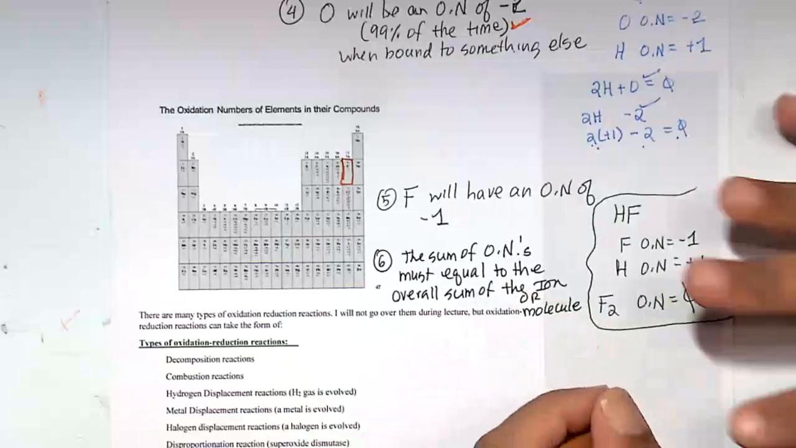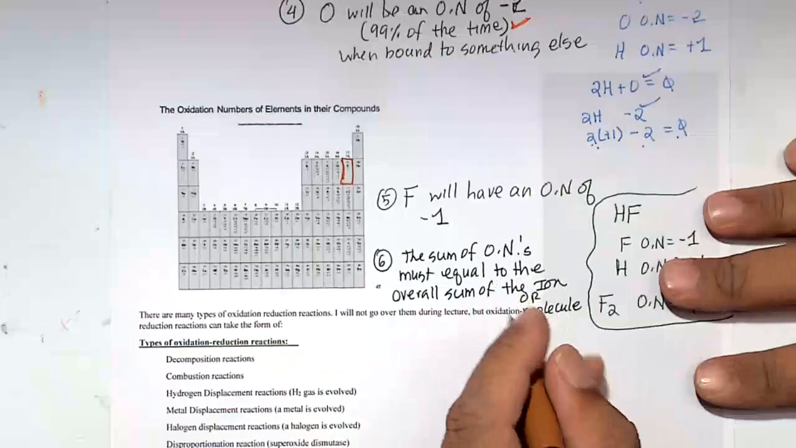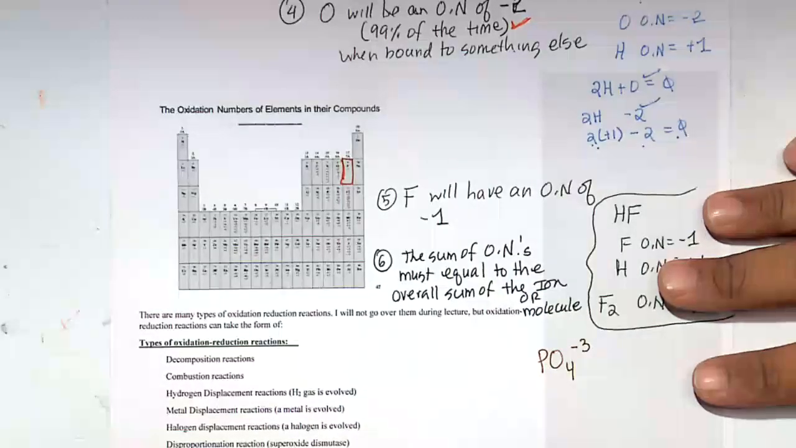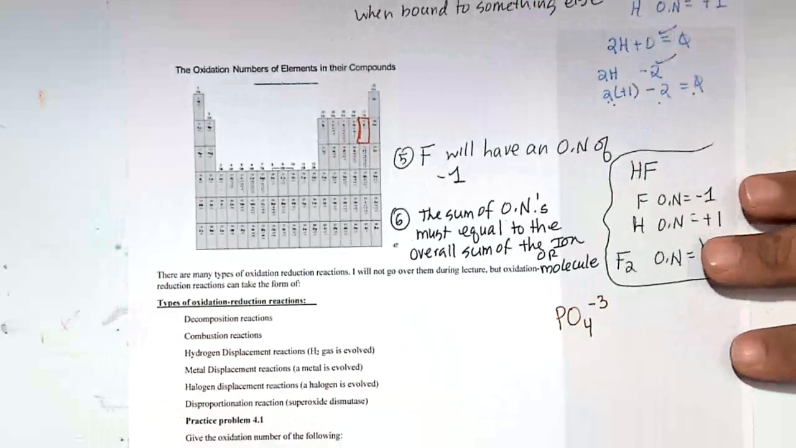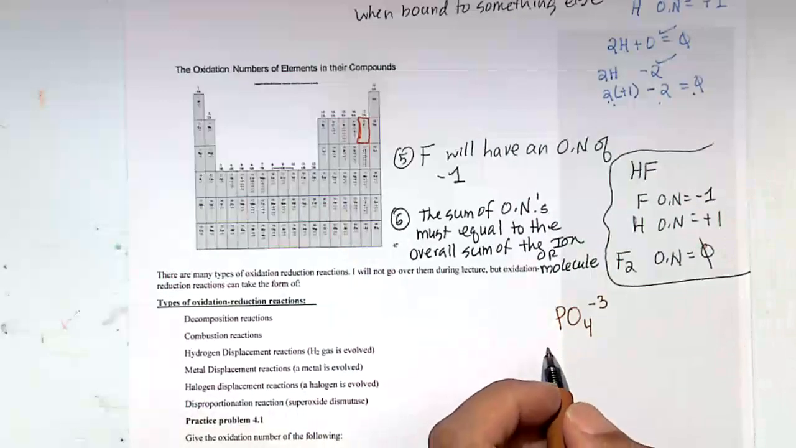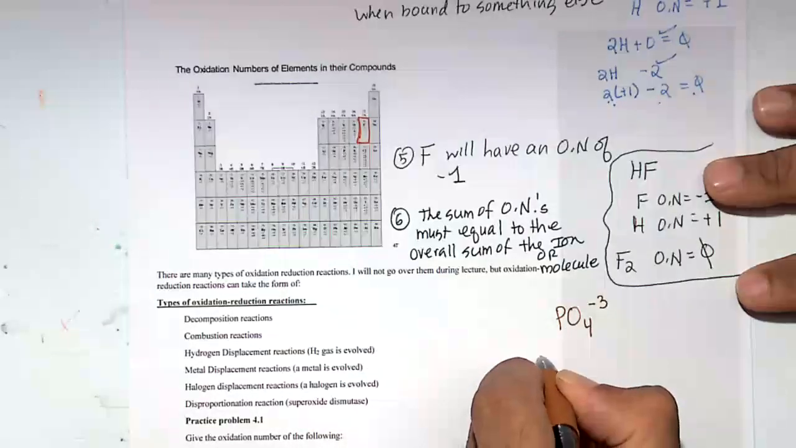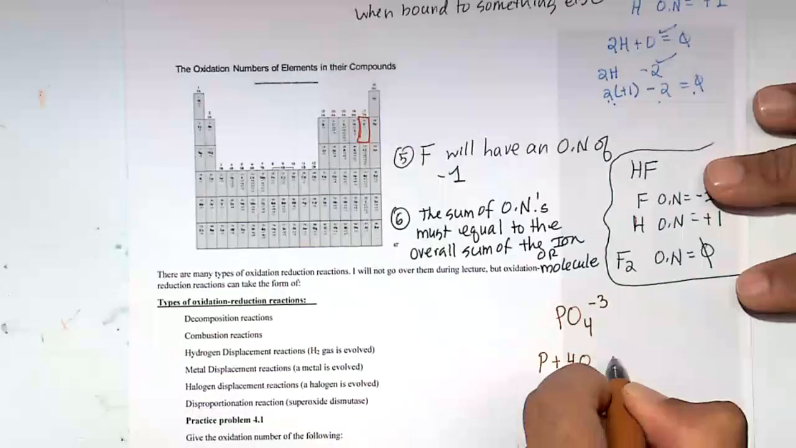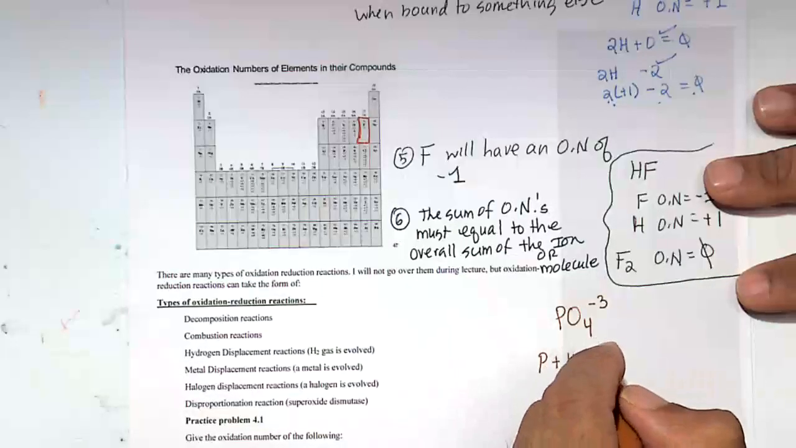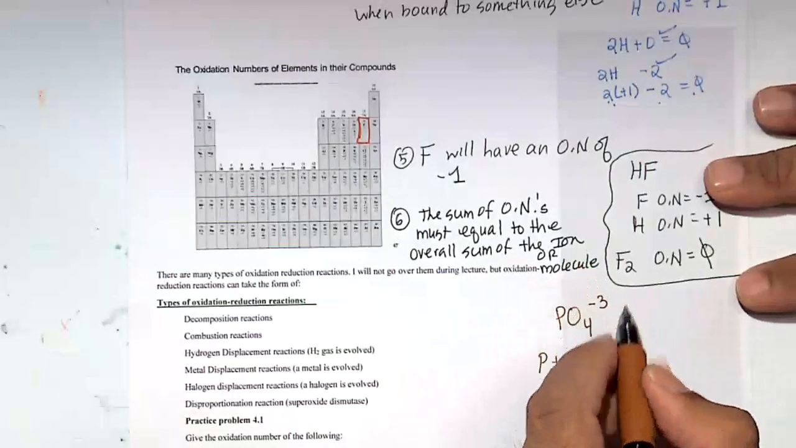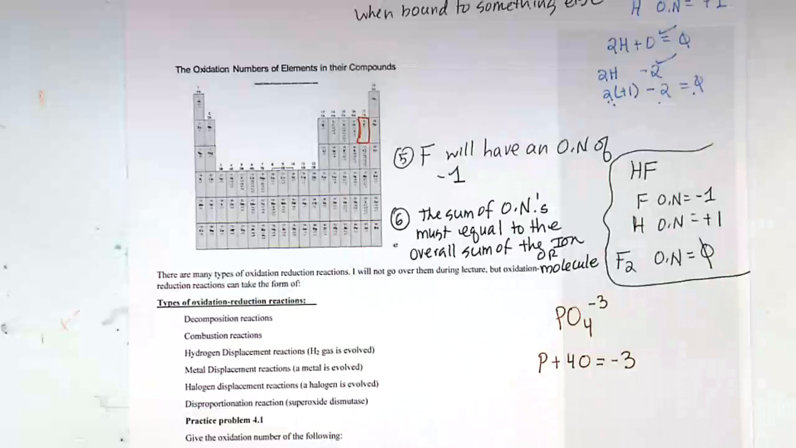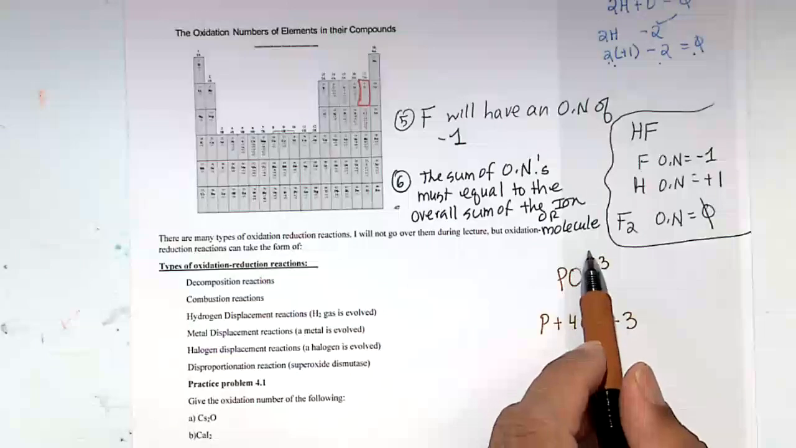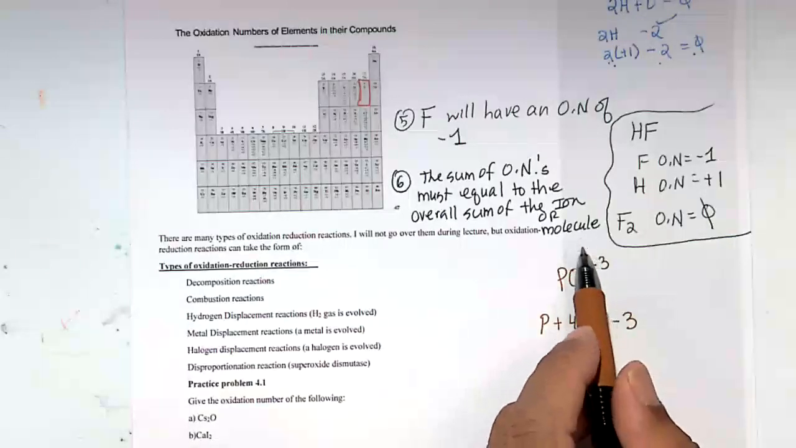So what does this mean? Take phosphate. If you remember from your flashcards, phosphate has an overall charge of -3. So this rule 6 means this: P plus how many oxygens? 4. Equals what's the total charge? -3. So the sum of the oxidation numbers must equal the overall charge of the entity.